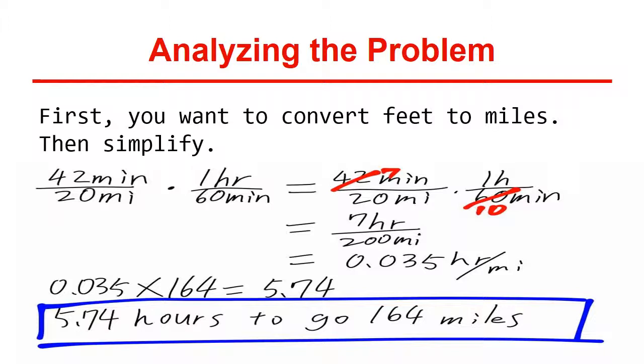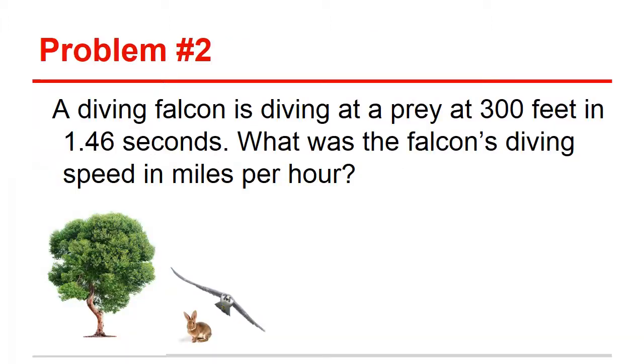0.035 hours per mile. So, you want to multiply 0.035 by 164 because you want to go 164 miles to reach your grandma's house. So you get an answer of 5.74 hours to go 164 miles.